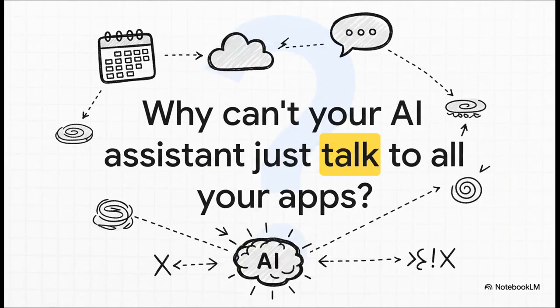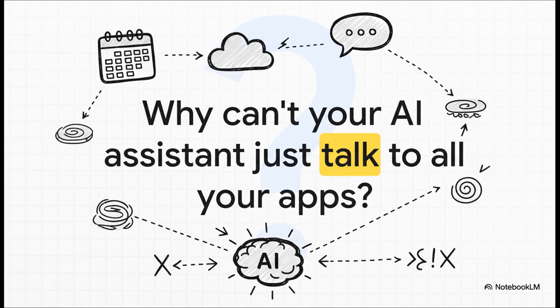I mean, this is the core question, isn't it? It seems like it should be so simple. You just want your AI to check your calendar, find a file on your cloud drive, and then draft a message in your chat app. But right now, it feels like they all speak different languages and live on totally separate islands. And that fundamental disconnection is the massive bottleneck that's been holding back the truly helpful AI agents we've all been waiting for.